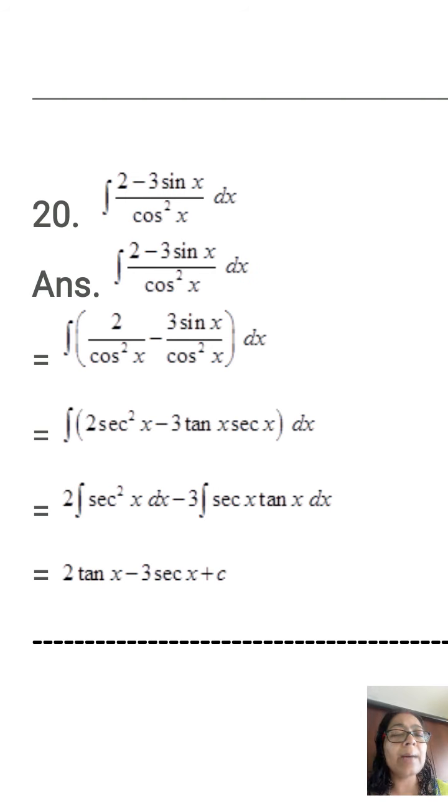These are the sums on this exercise 7.1. Each and every type of sums I have shown. So you practice all the sums. Thank you.